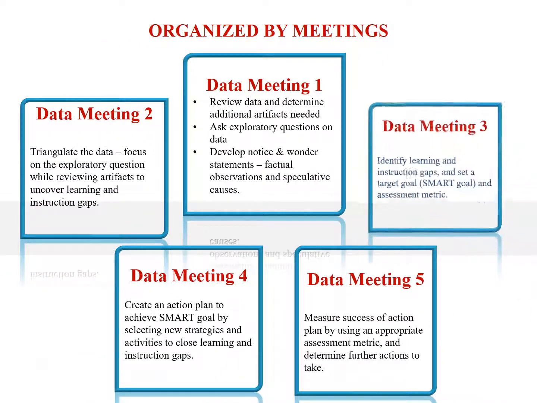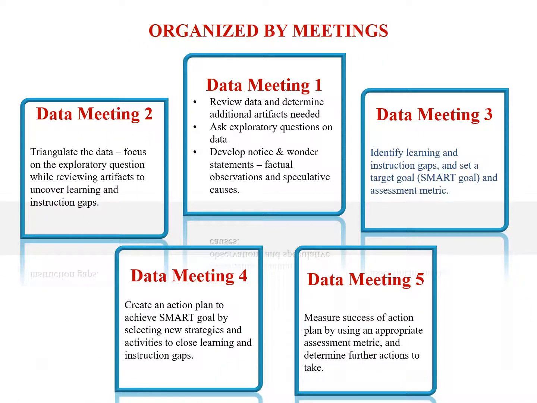The data action model is organized by meetings, and my group conducted all 5 meetings. The first data meeting included reviewing data and determining additional artifacts needed. Then we asked exploratory questions on the data, and then we developed notice and wonder statements, and these are factual observations and speculative causes. For the second data meeting, what we did was triangulate the data, and we did this by focusing on the exploratory question while reviewing the artifacts to uncover learning and instruction gaps.